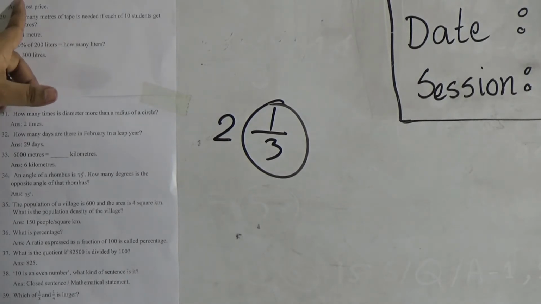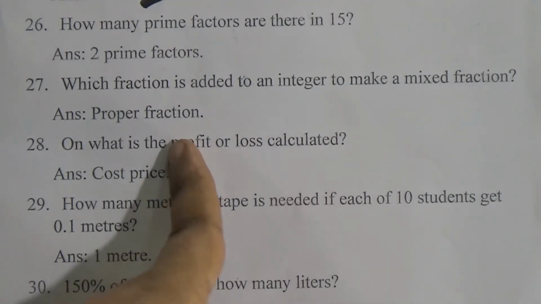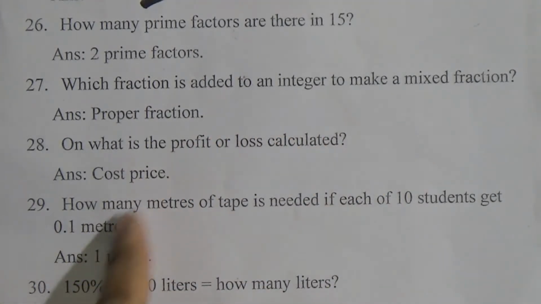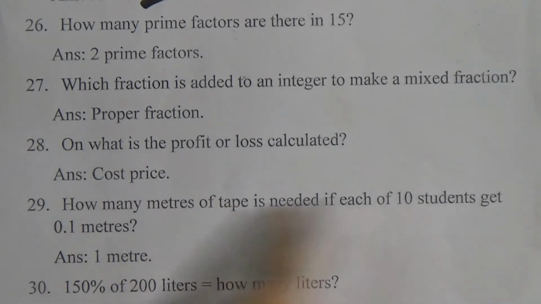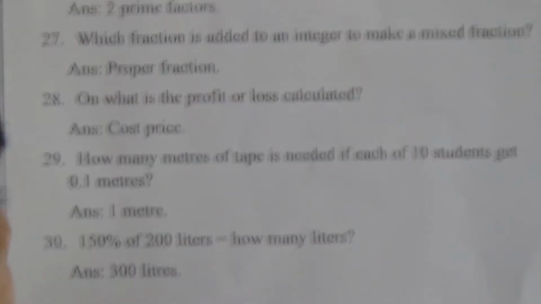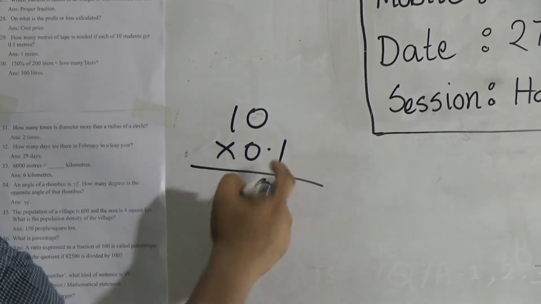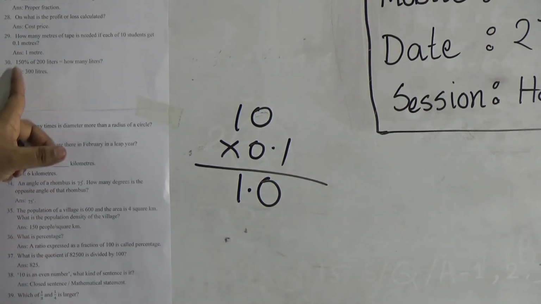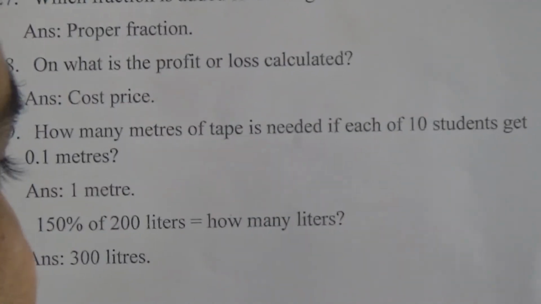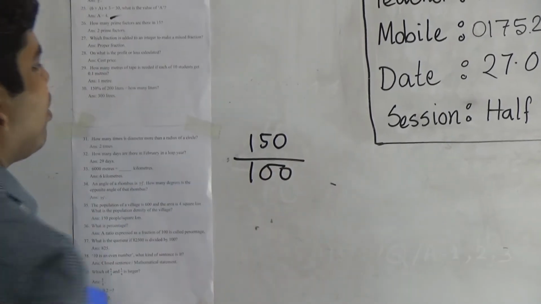28 number question. What is the profit or loss calculated on? We already know profit and loss are calculated on cost price. 29 number question. How many meters of tape are needed if 10 students get 0.1 meter each? That means we multiply 10 by 0.1 and we get the answer. 10 ones are 10 and after the point there is 1 digit. So we write the point here. So we need 1 meter of tape. Then 30 number question. 150% of 200 liters. That means 150% means 150 divided by 100.